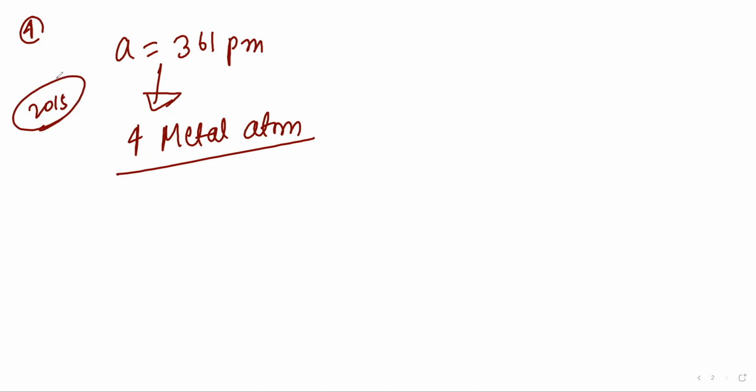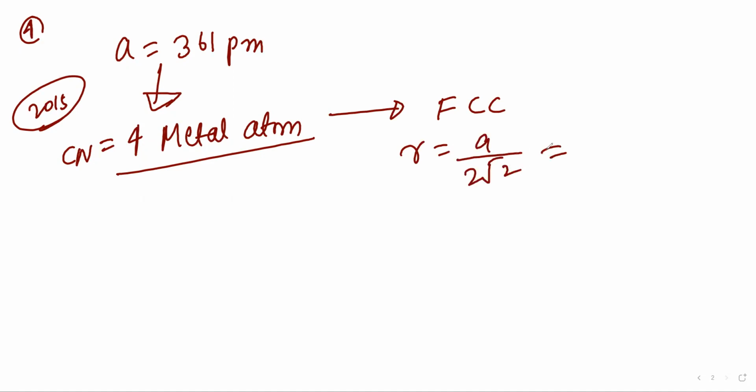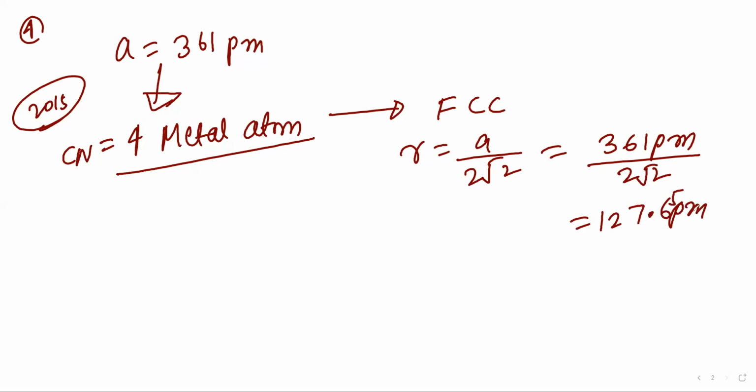So for this, 4 metal atoms are there, so when Z is equal to 4, it comes under the face centered cubic, FCC, right? So what is the relation between A and R? It will be R equal to A upon 2 root 2. The A value we know, 361 picometer divided by 2 root 2. So the answer we are getting is 127.65 picometer, so it is approximately equal to 127 picometer. Understood? So write this one then.